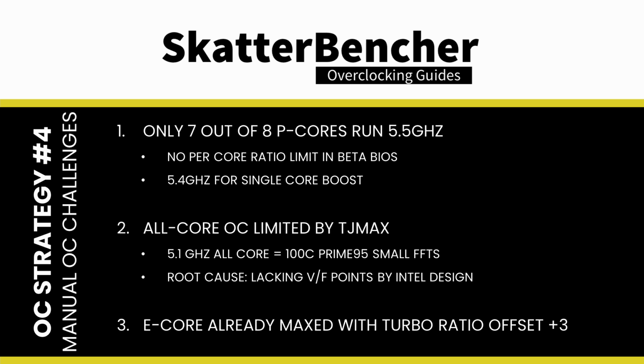Third, the E core frequency is already maxed out with a turbo boost ratio offset of +3, so we didn't make any further overclocking improvements. In the end, we settle for a manual overclock at 5.4 GHz for up to 3 active P cores, 5.3 GHz for up to 6 active P cores, and 5.1 GHz for up to 8 active P cores.